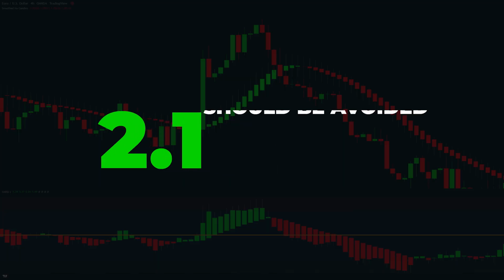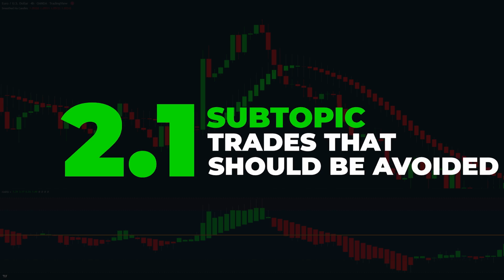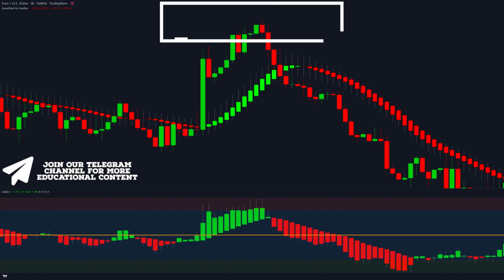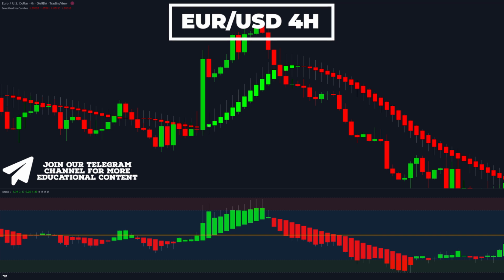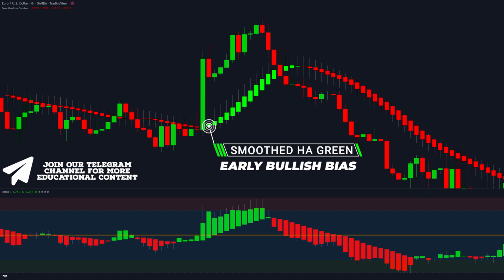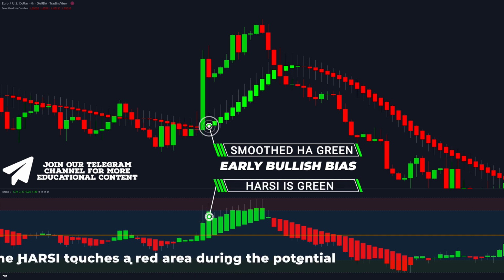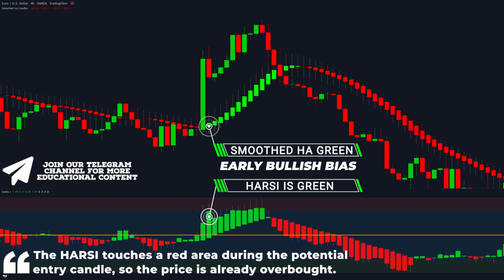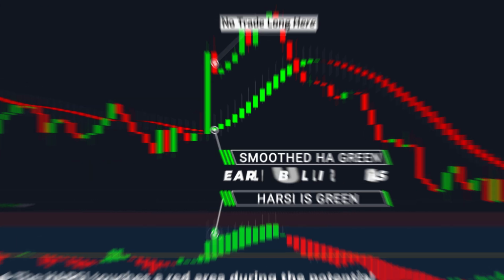Now, let's take a look at an example of trades that should be avoided. Here's Euro-Dollar 4-hour time frame. We can see that the smooth Heikin Ashi candle turns green right here, giving us an early signal for the trade long. Also, we have a green bar along the bottom. However, as you can see, the HASI bar touches a red area at this point, meaning that the price is already overbought. As a result, we should skip trades like this one. Exactly the same is true for shorts.